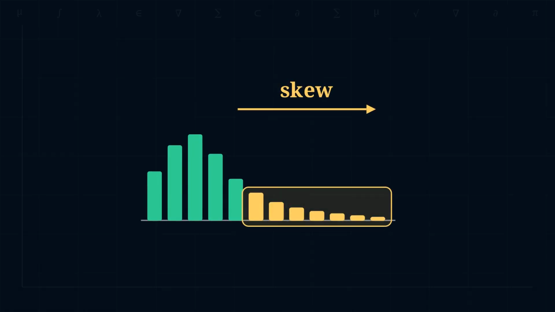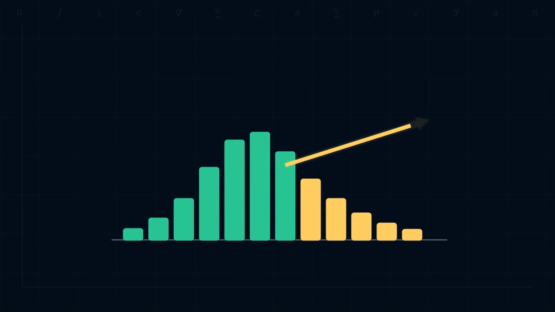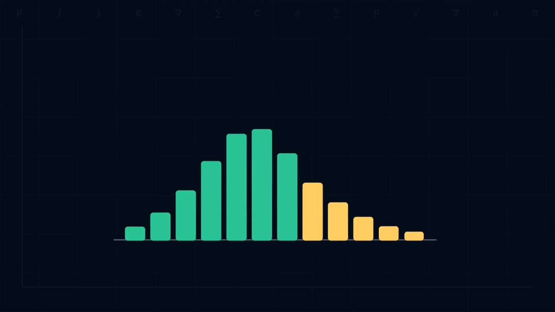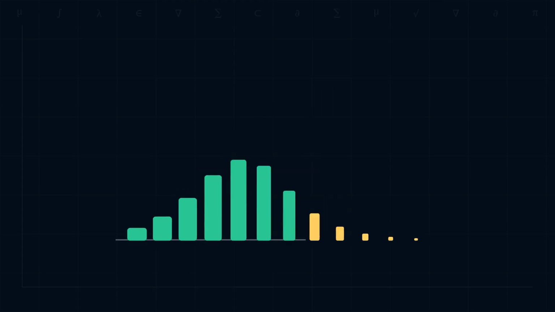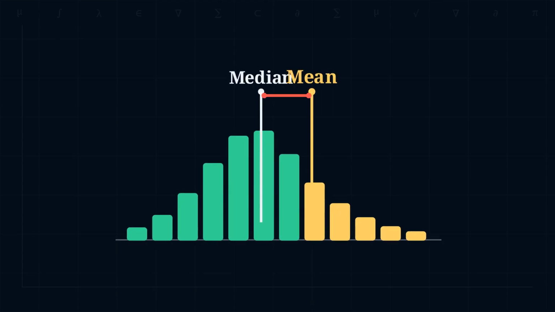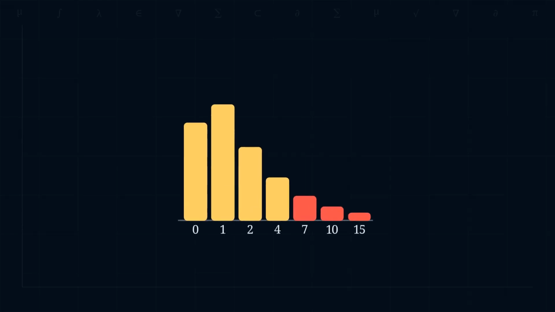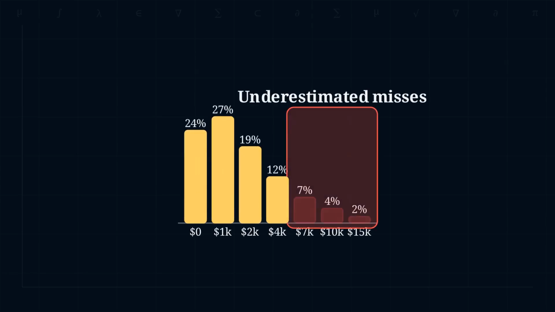Skew is the next shape feature to read properly. If the tail runs to the right, big values are more common than the mirror image on the left, and the average gets pulled in that direction. A skewed histogram tells you that the average and the midpoint of the data are not the same thing, and that prediction errors will not balance out nicely. If you plan using the average in a right skewed scenario, you will underestimate how often and how badly you miss on the high side.